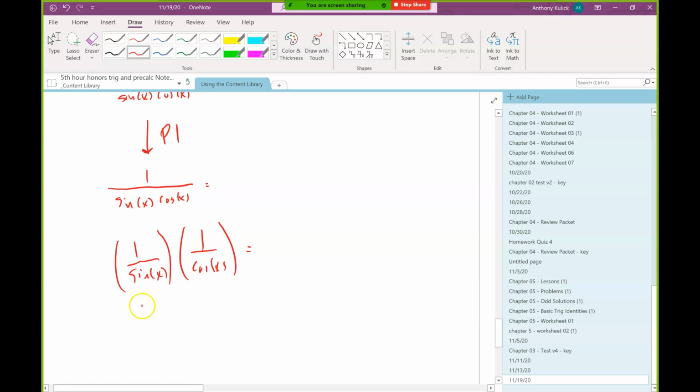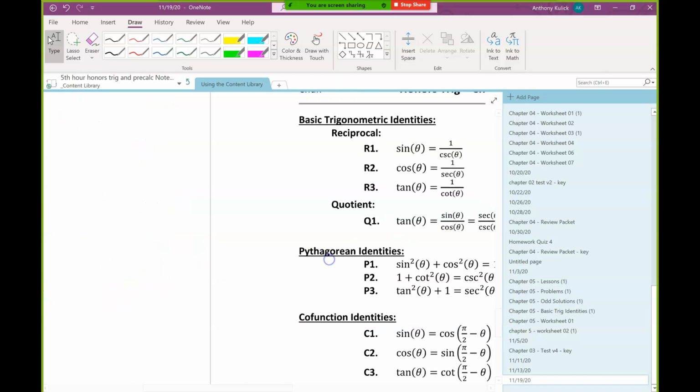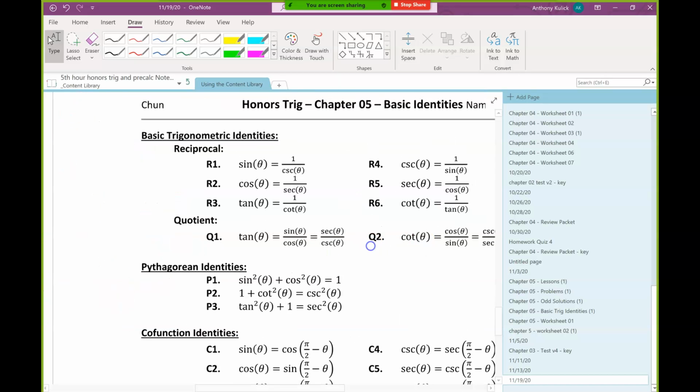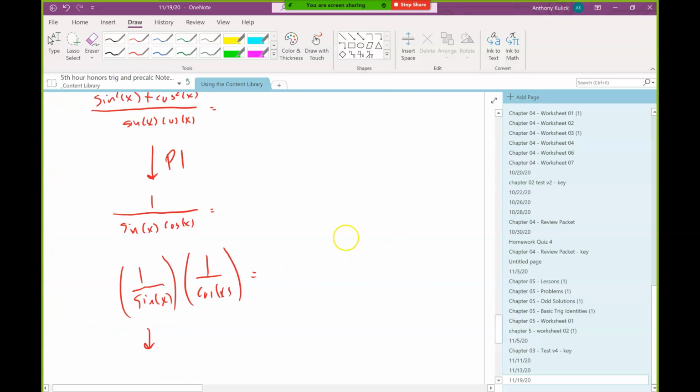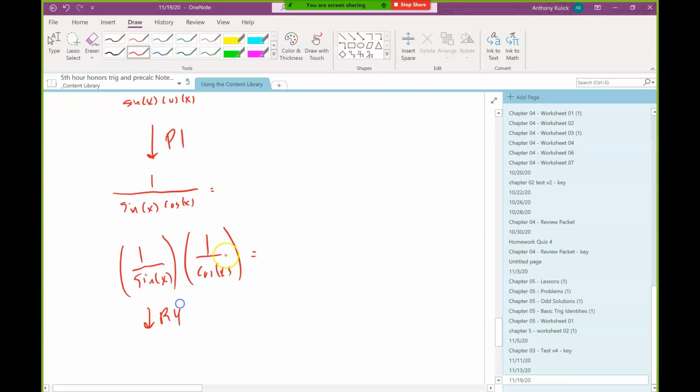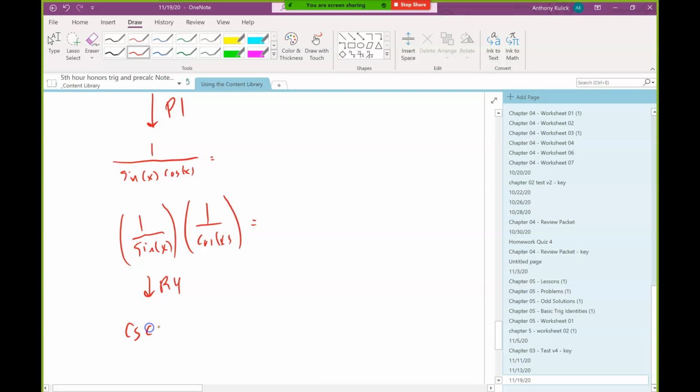And the reason I did that is because I recognize that 1 over sine is cosecant. I think that's R4. Yep. Just wanted to double check that before I wrote it down wrong. And then 1 over cosine is R5. That is secant. And that's what I had on my original starting place. So I'm done.